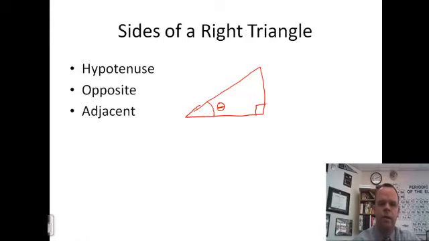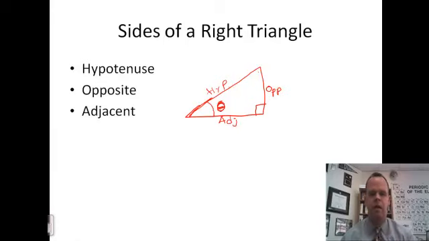We have three sides to any right triangle. The hypotenuse is always the longest side. So this side up here will always be referred to as the hypotenuse. Based on where the angle is located, if it's here or if it's up here, but starting, we're going to use this angle right here. The adjacent side is the side next to the angle. The opposite side is the side opposite the angle. So hypotenuse, the long side. Opposite is opposite from the angle. Adjacent is next to the angle.